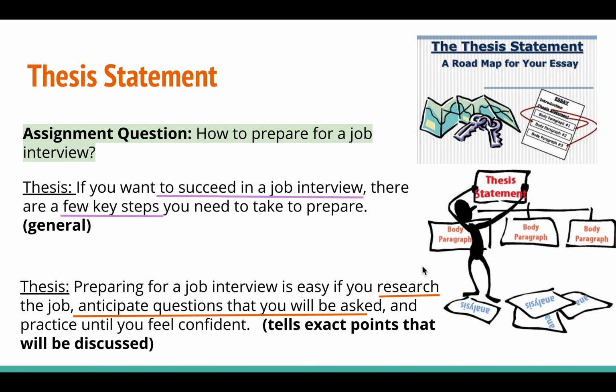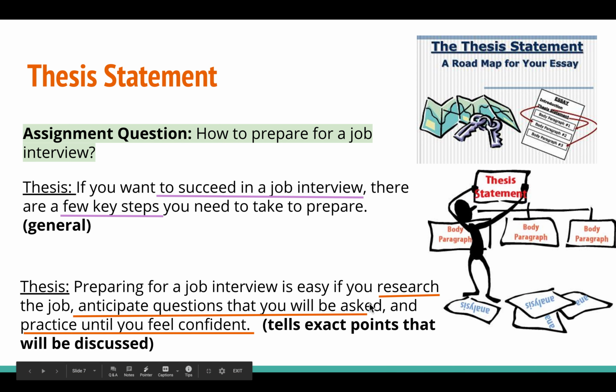Point number 2 is anticipate questions. This is going to be body paragraph number 2, right? And point number 3 is practice. That's going to be body paragraph number 3. So again, you can see two different types of thesis. Both are okay, right? Either one is okay, but remember, just choose one of them, right?